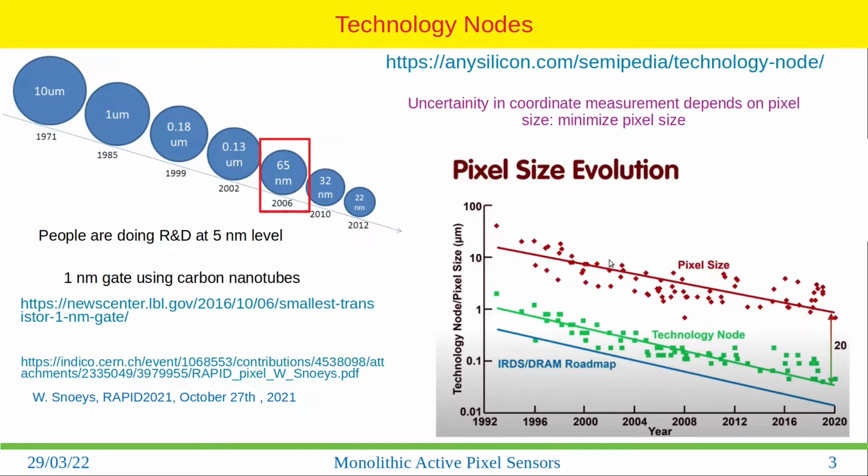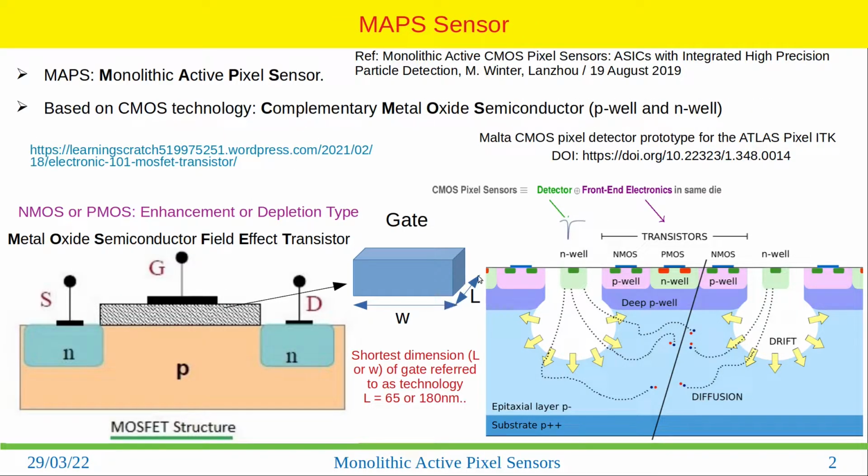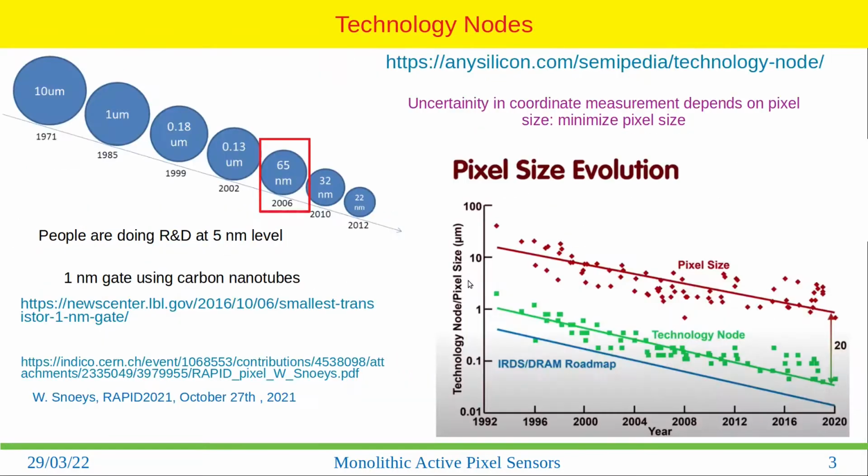Then the technology nodes. So what is the importance of technology nodes? Around 1971 we had a 10 micrometer gate length, and then it was further reduced. When we say the technology node, its length is the shortest dimension of the two, and as you can see, it has been reduced over the years. Now we talk about 65 nanometer technology, on which R&D is going on for high energy physics experiments to use as tracking detectors.